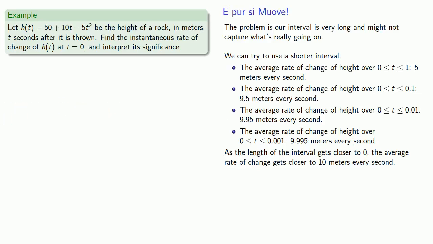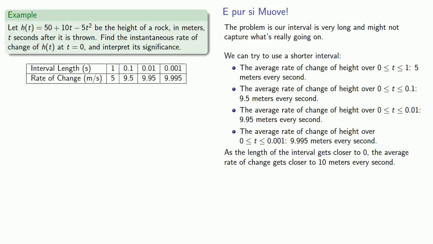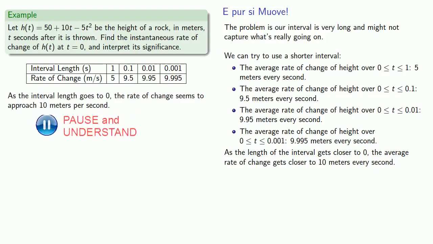So let's go ahead and collect our data. The interval length is either 1 second, 0.1 second, 0.01, or 0.001 seconds. And our corresponding rates of change are 5, 9.5, 9.95, 9.995. And so we make our observation. As the interval length goes to 0, the rate of change appears to approach 10 meters per second.